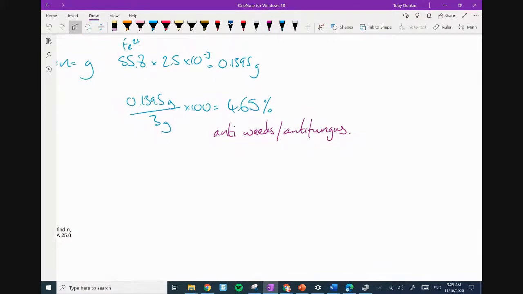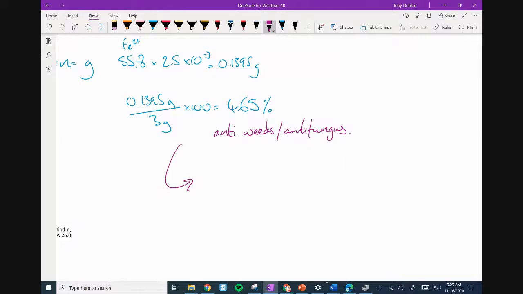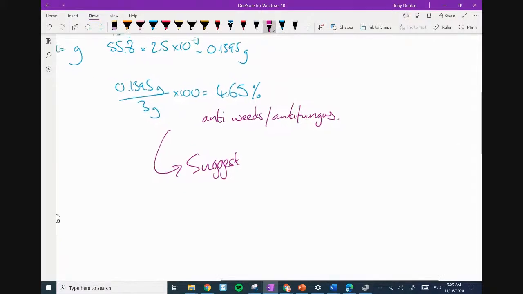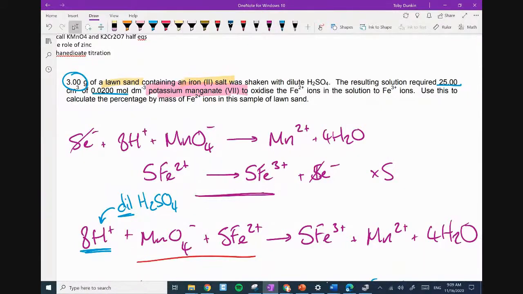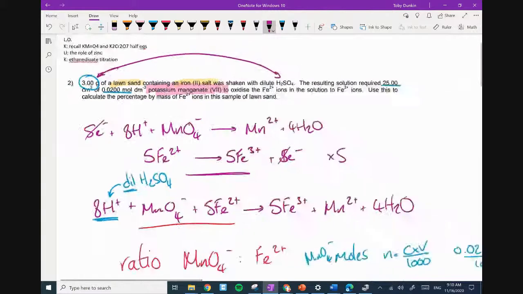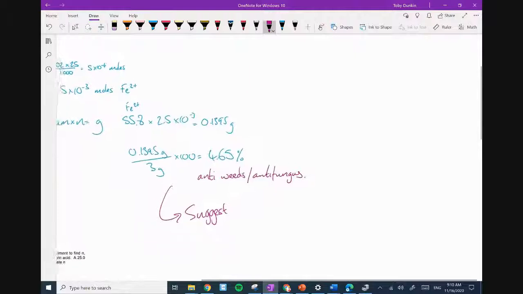The next thing is to mention that I said that I was going to comment on those key little bits of information that I mentioned on the extension questions, which is the suggests. Everyone hates these, and redox titrations hit them a lot. So we've got suggest. Number 1, if you look at the method he followed, he took his lawn sand, 3 grams, added it to dilute sulfuric acid, and then titrated the entire solution. Well, what that means is he did not repeat. So suggest why this would be unreliable.